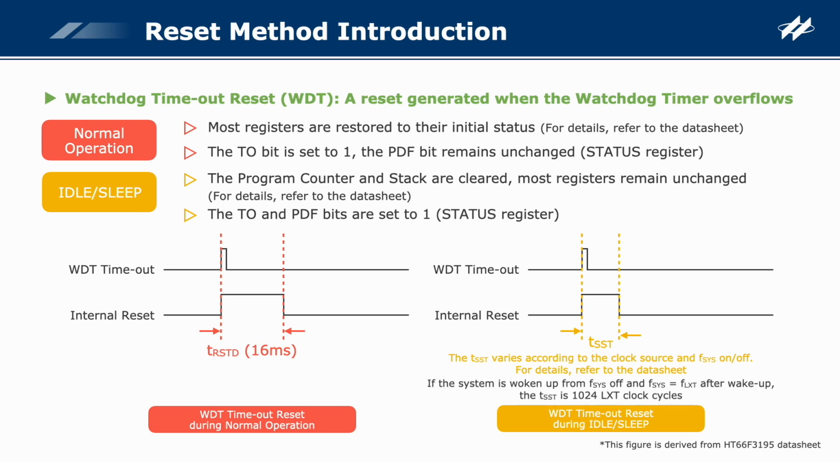For example, when the system clock is switched off and the system clock is provided by an external low-speed oscillator, after wake-up, the reset time is 1024 external low-speed oscillator clock cycles.